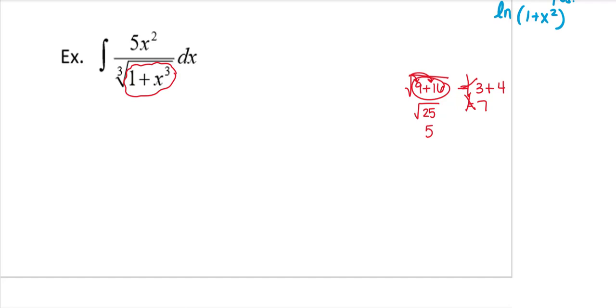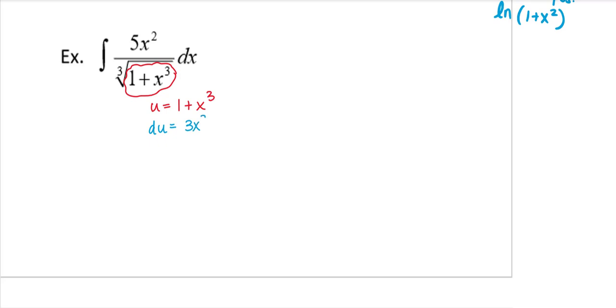Okay, so I'm going to let u be that 1 plus x cubed. Okay, so then my du is going to be 3x squared dx. And this is when we're going to have to take a look and see what we have in our numerator. Do we have the right power of x? So I do. I have the x squared dx portion of this.